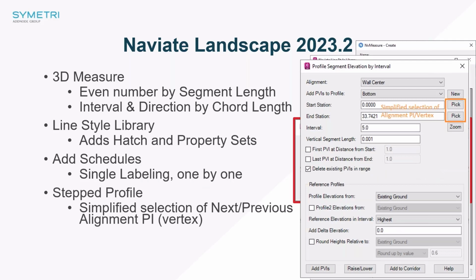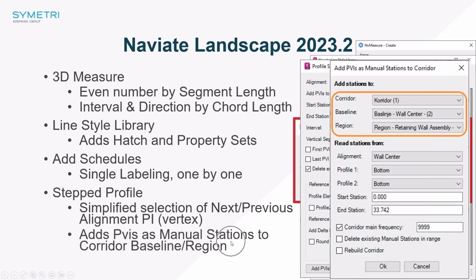And finally, the stepped profile command that we use to, for instance, create profiles for retaining walls and such. We've simplified the selection of vertices because it was very difficult to sometimes pick the exact alignment PI or vertex. So when you pick, we help you select the exact vertex if you want to. Also, the add PVIs command now has ability to select baseline and region, which was a request from customers.